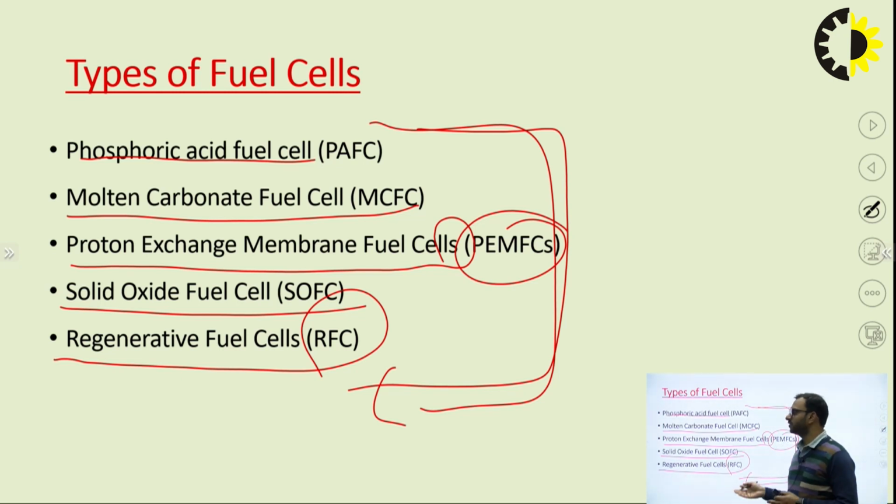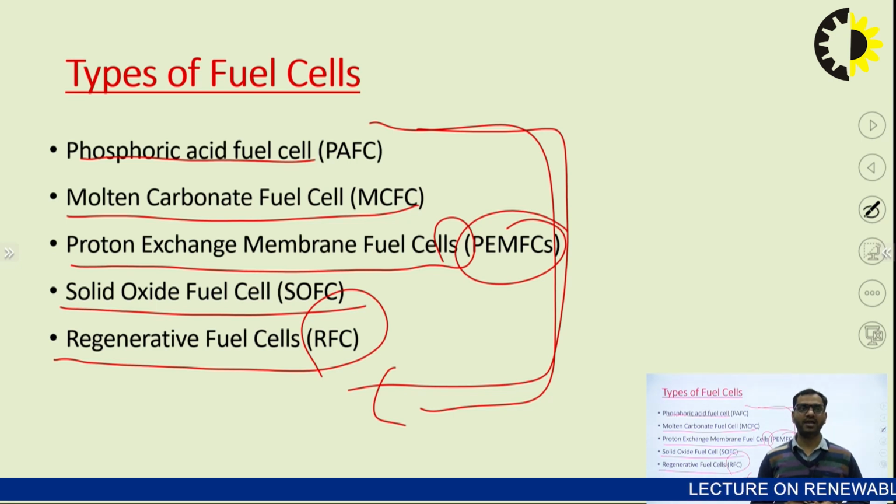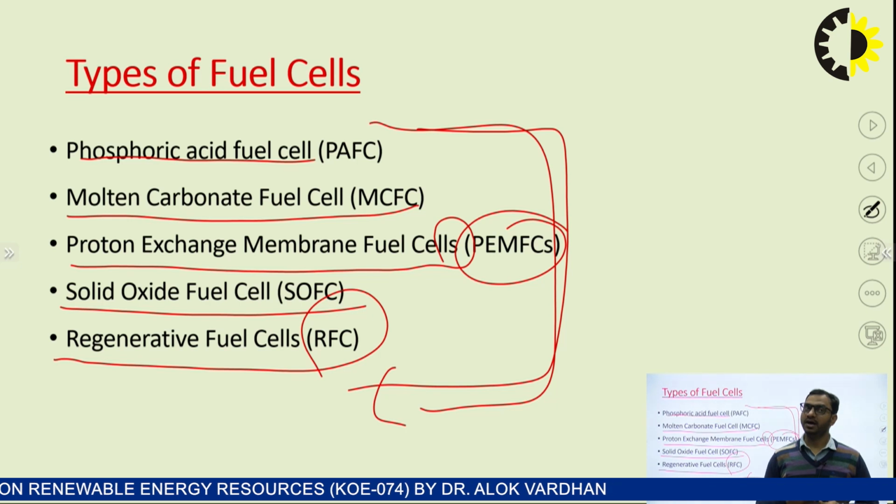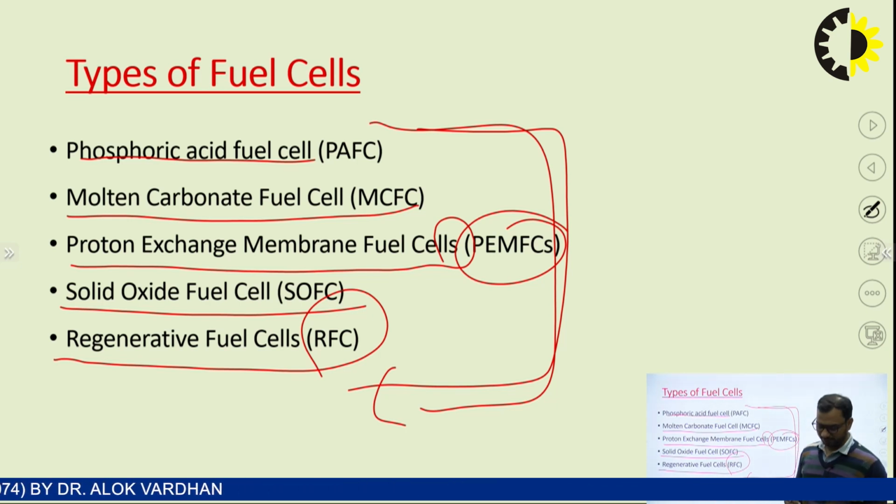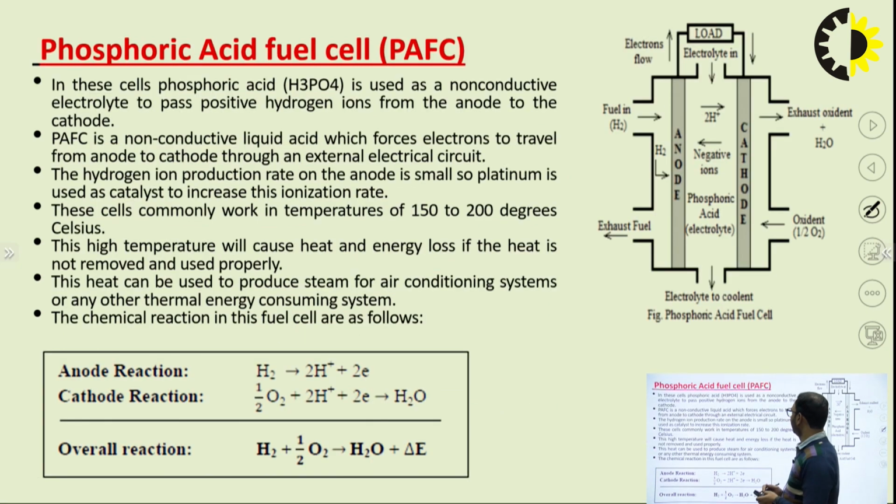So in subsequent slides I will discuss one by one what is phosphoric acid fuel cell, molten carbonate fuel cell, proton exchange membrane fuel cell, solid oxide fuel cell, and regenerative fuel cell in detail. The first type is phosphoric acid fuel cell, denoted as PAFC.